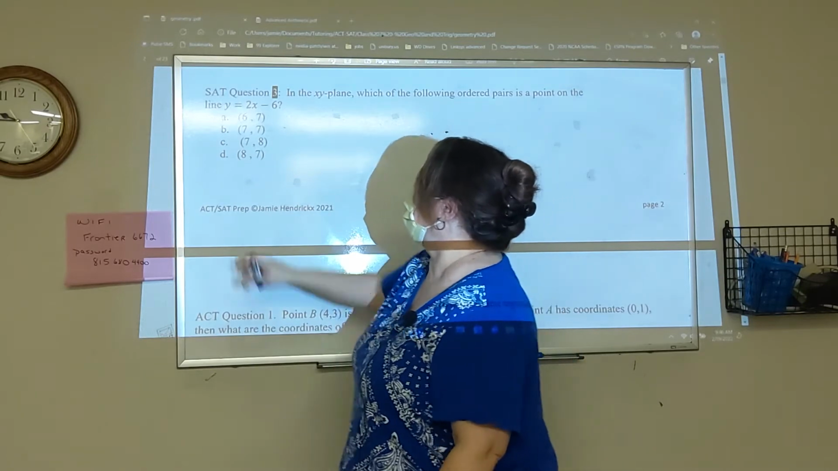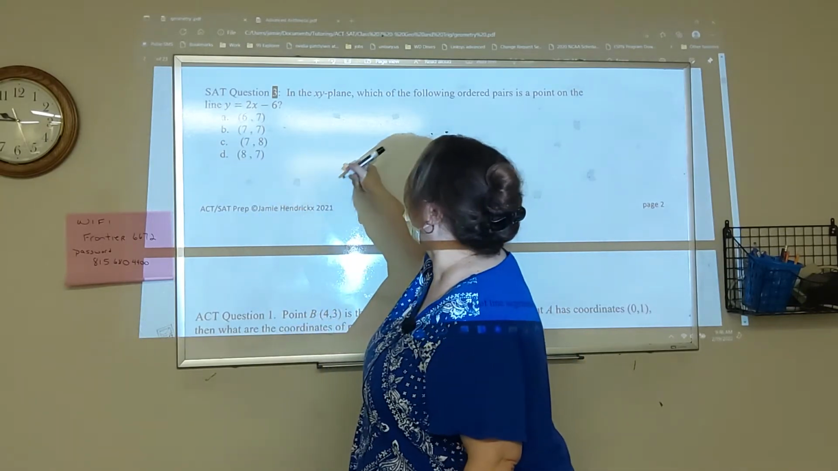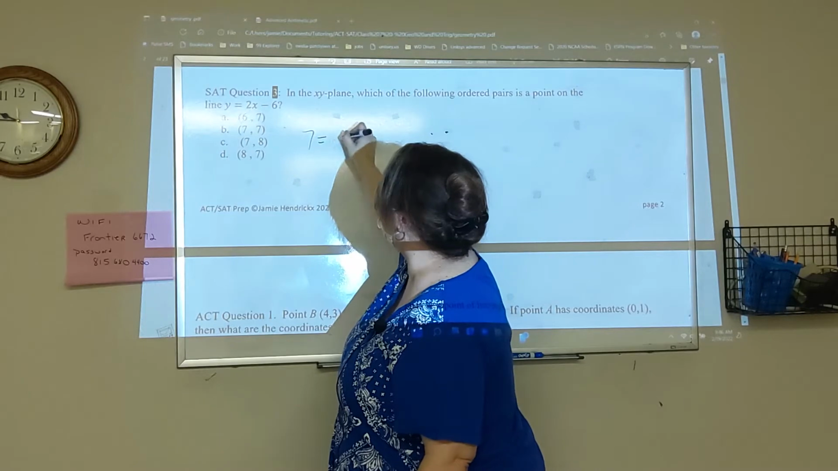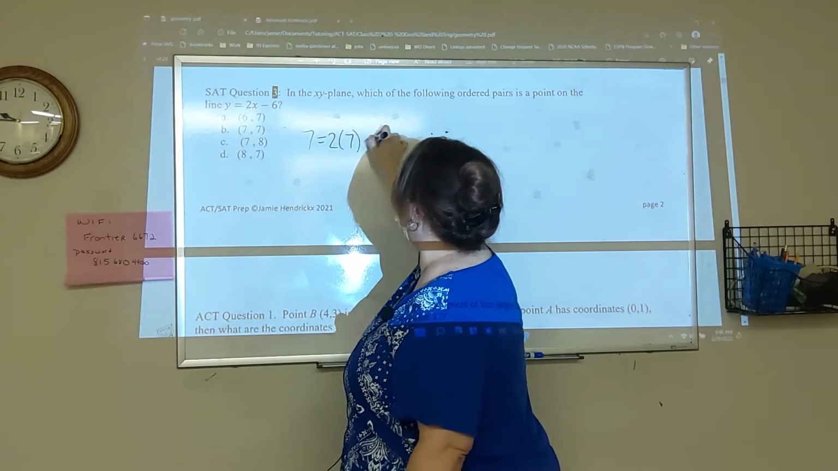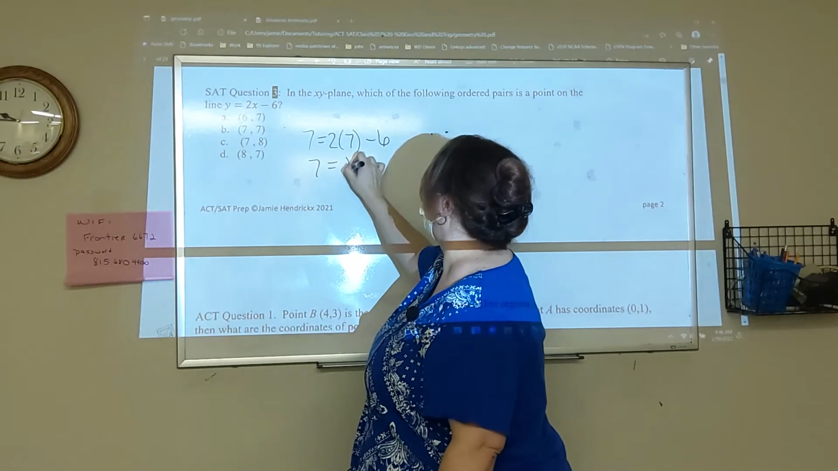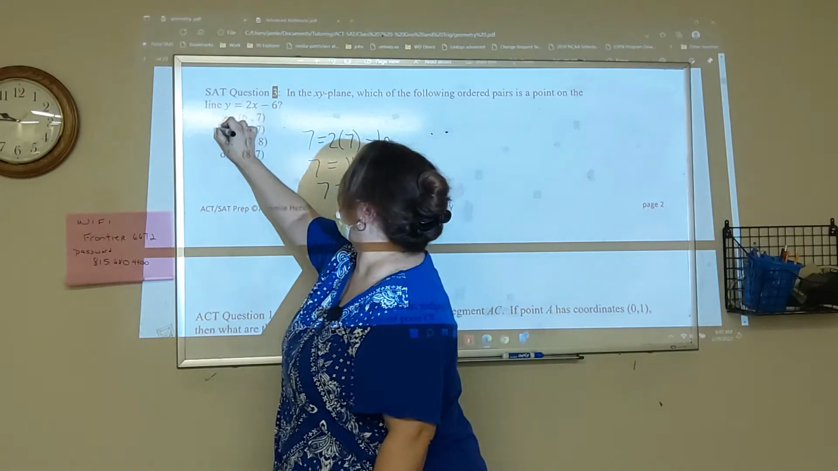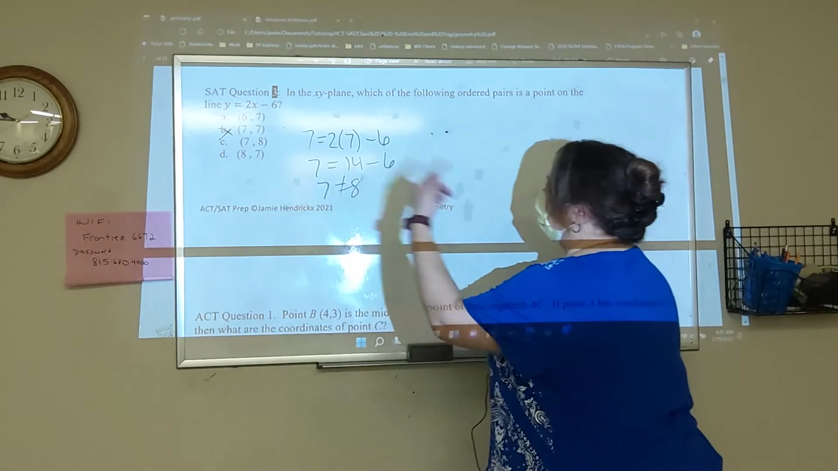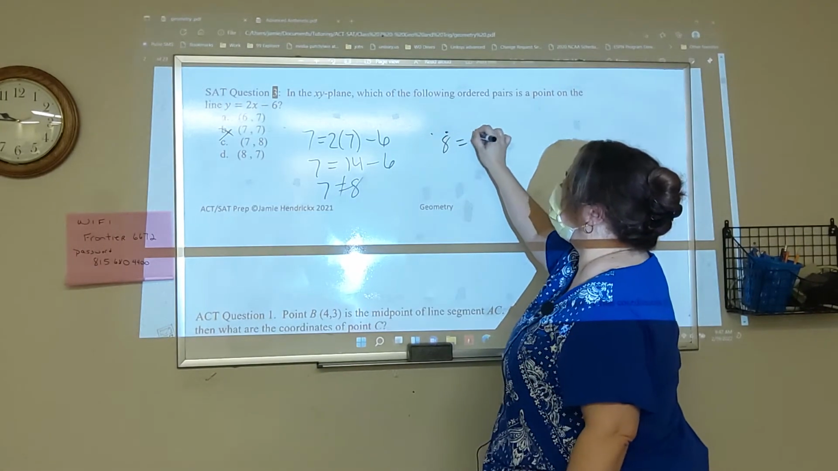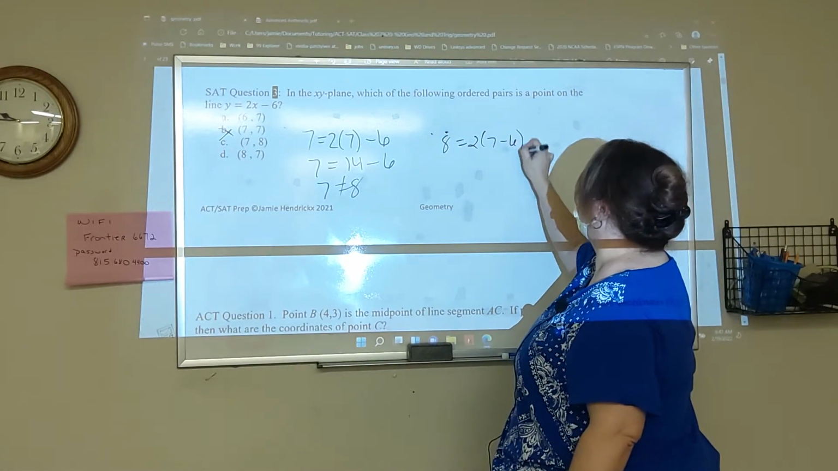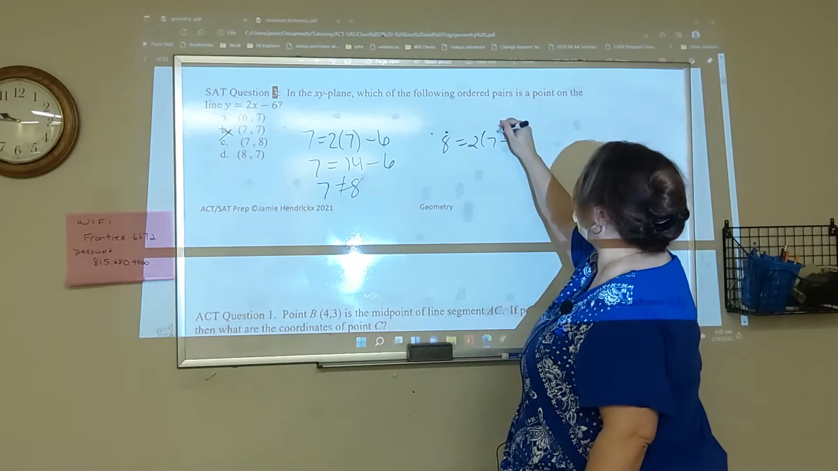So I'm going to start randomly. I'm going to start with B, 7, 7. So I got 7 for y equals 2 times 7 minus 6. So 7 equals 14 minus 6. That's 7 equals 8. That doesn't work. Fail. I'm going to try C. 8 equals 2 times 7 minus 6. Ooh, parentheses in the wrong spot.